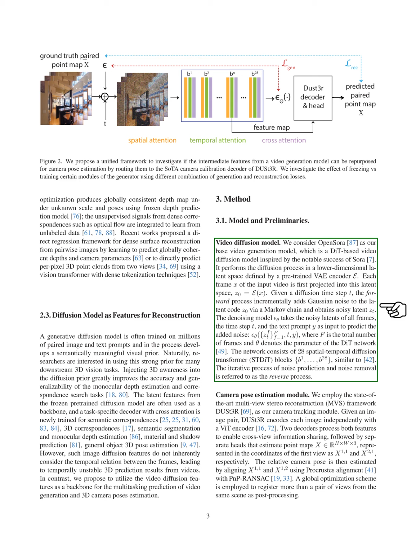Each frame of the input video is projected into this latent space. During the diffusion process, we add Gaussian noise to the latent code incrementally, resulting in noisy latents. Our denoising model takes these noisy latents, the time step, and a text prompt as input to predict the added noise.